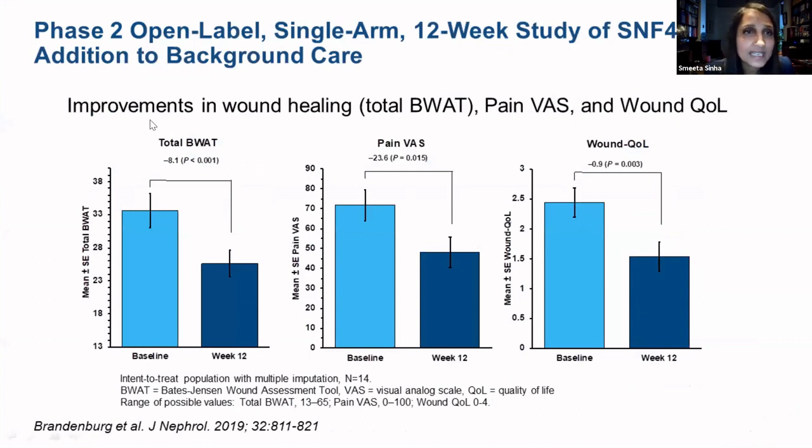And we looked at wound healing. So this is 12 weeks. So we used a tool called BWAT, and you can see the Bates-Jensen Wound Assessment Tool Score reduced within 12 weeks in patients treated with the drug, pain reduced, and wound-associated quality of life improved as well. So they were promising results, but you have to be really careful what you do with an open-label study.